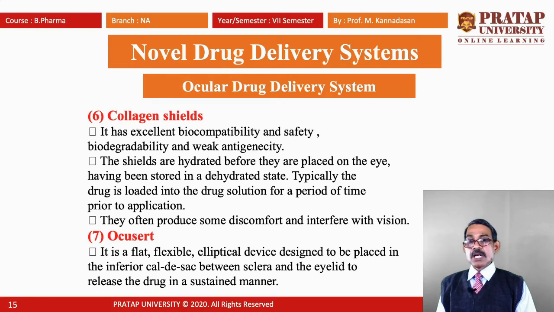The last one, Accusert, is called an ocular insert. It is a flat, flexible, elliptical device designed to be placed in the inferior cul-de-sac between the sclera and the eyelids to release the drug in a sustained manner. It is the most commonly available in the market, from ophthalmic stores.